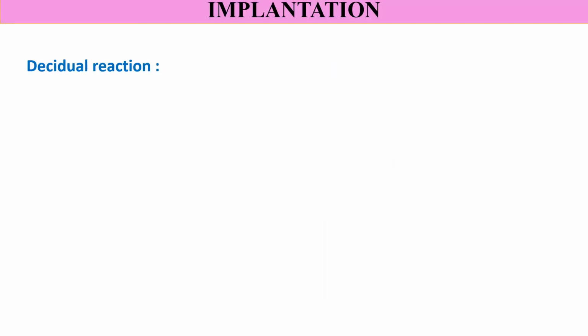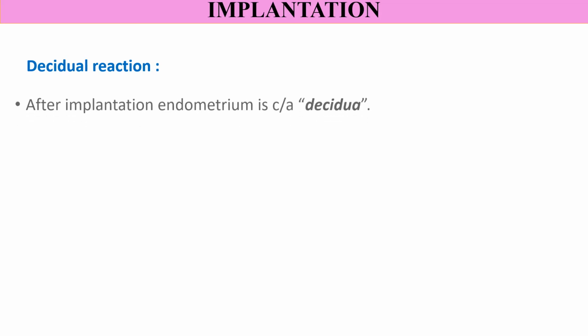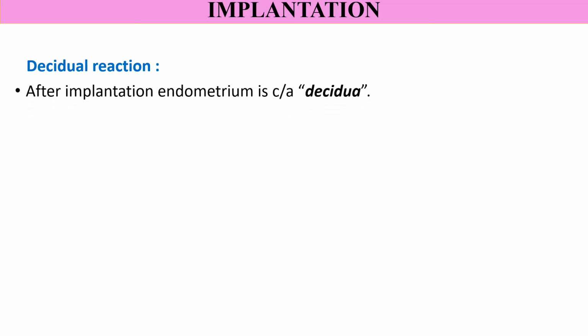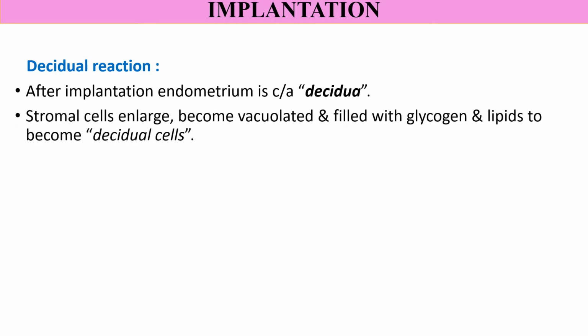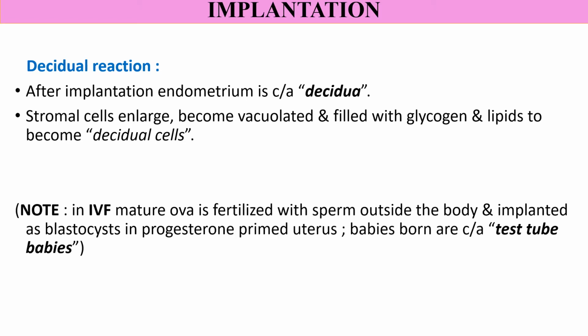After the implantation, the endometrium is called decidua. The cells of the endometrium get enlarged, vacuolated and get filled with glycogen and lipids to become decidual cells. These cells provide nutrition to the growing embryo till placenta takes up its functions.